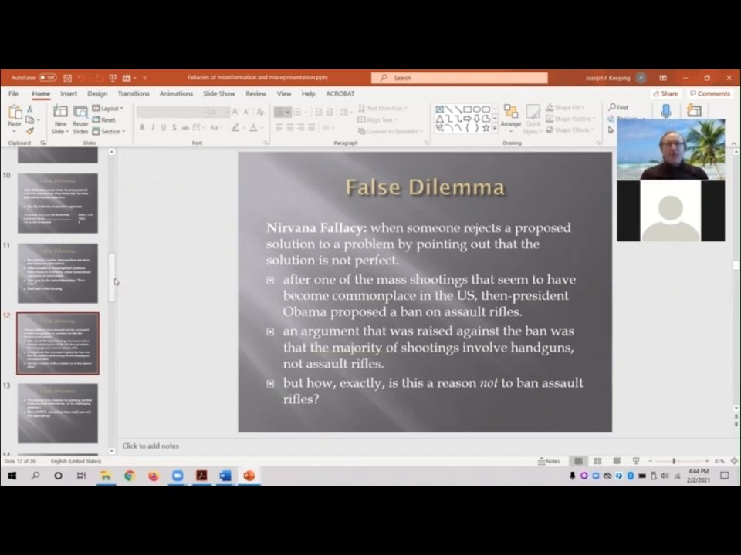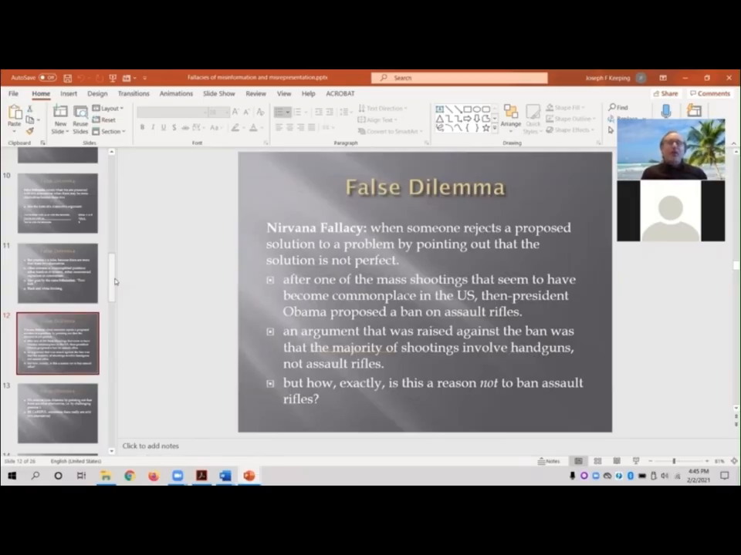Is that a good argument or is that a bad argument? Okay, so it's a bad argument because if we can reduce gun deaths by 5%, that's still a good thing. There isn't going to be any legislation that's going to reduce gun deaths by 100%. So saying that this proposal won't fix the whole problem is not a reason to reject the solution.